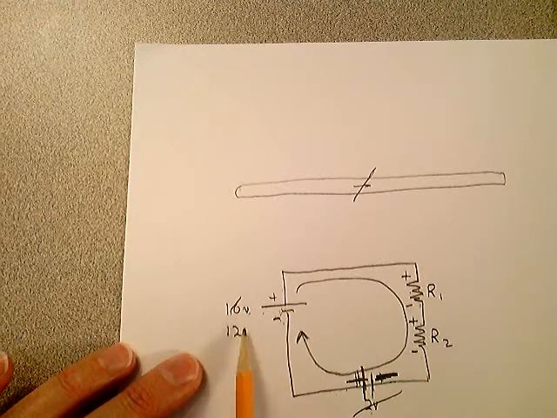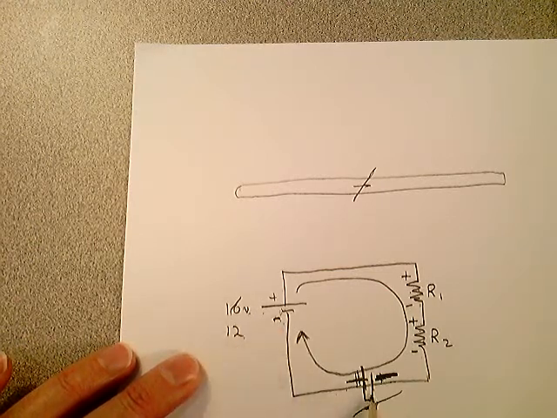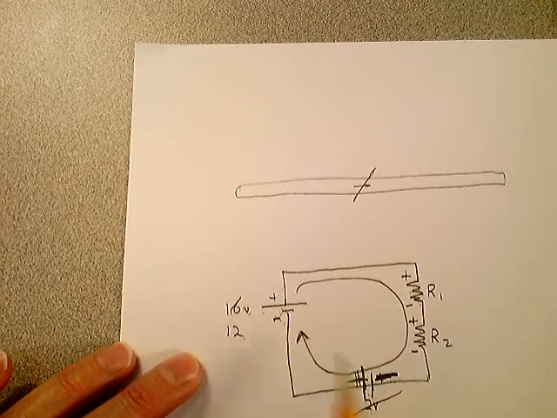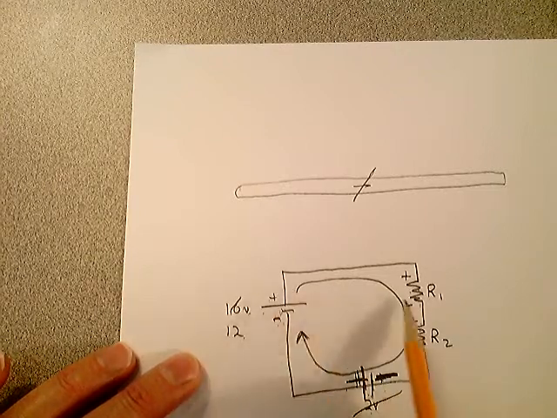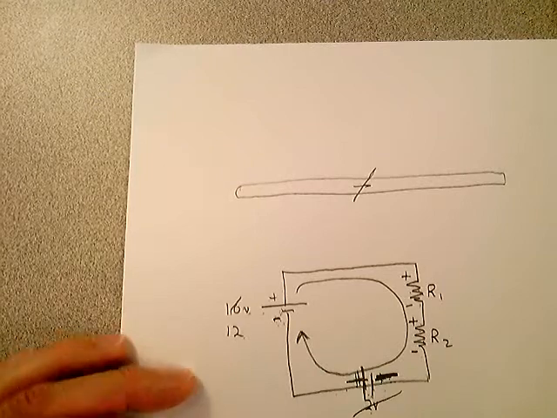In both cases, this would be supplying and this would be supplying if the polarity is minus to plus, because the current is entering the negative terminals of both of those.